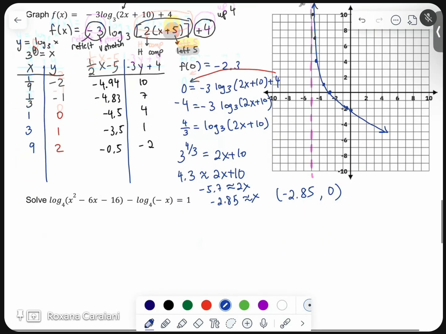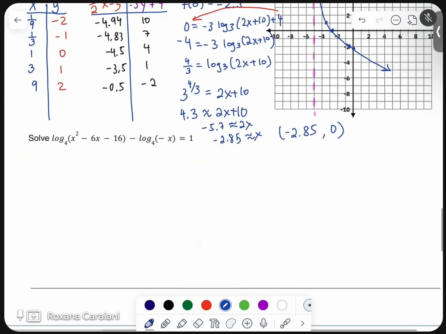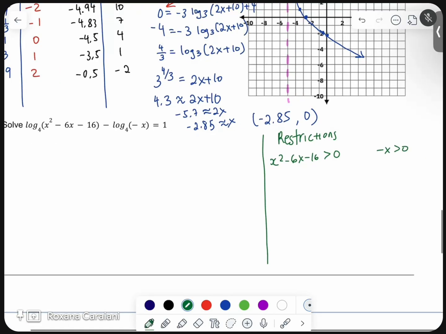And the final example for tonight is a fuller solving question. So I have log base 4 and then a quadratic argument minus log base 4 of negative x equals 1. Now, before I do any of my solving, I'm going to do my restrictions first, just on the side here. And with our restrictions, we need to take the original arguments one at a time, and I need to figure out the values when each argument is greater than 0. So I need this one to be greater than 0, and I need negative x to be greater than 0.